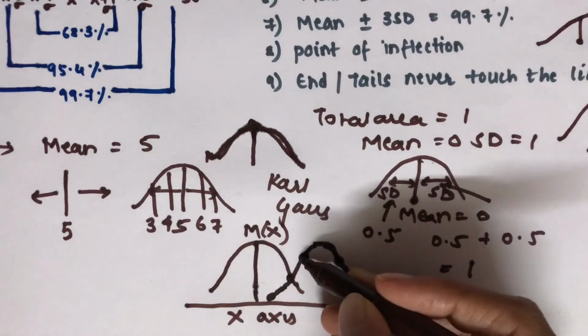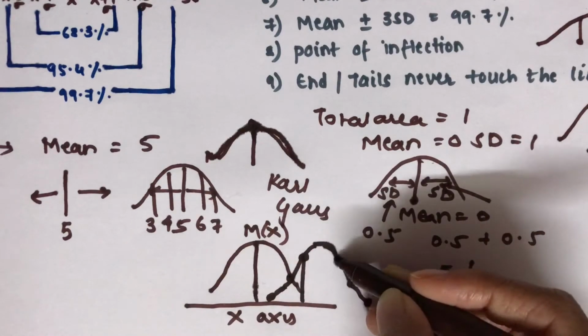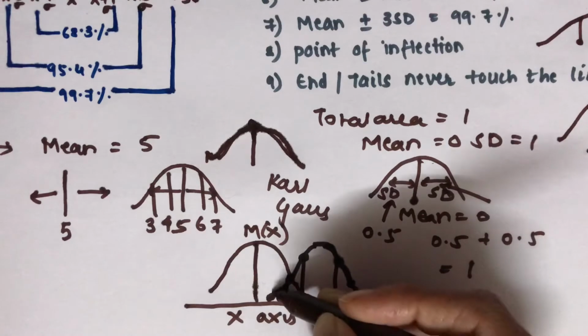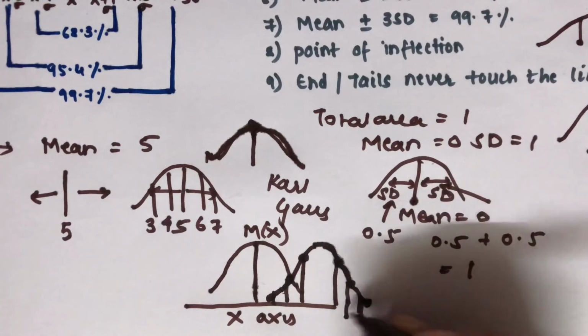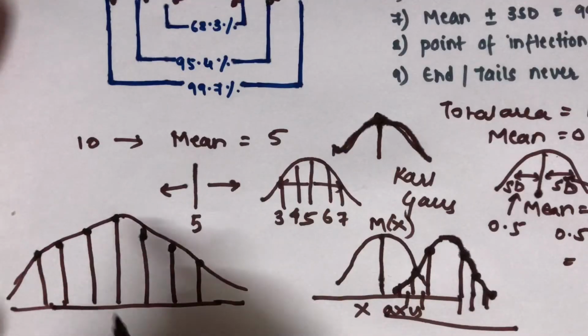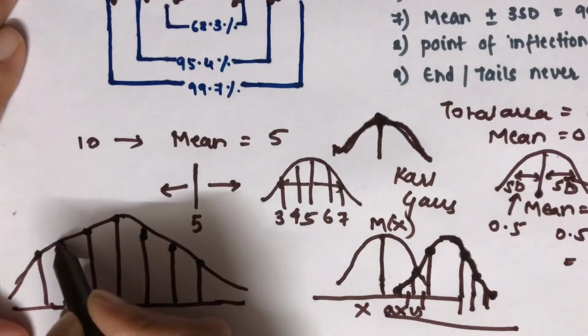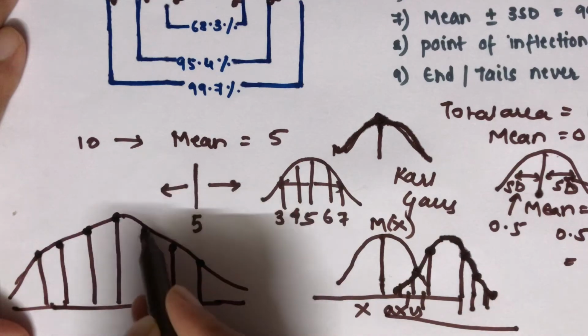And from this point of inflection, you draw a perpendicular line to the x-axis. So now over here you can see this is the perpendicular line which we have drawn to the x-axis. So this is how it looks when you draw. So these are the points that you got. These are the points of inflection.